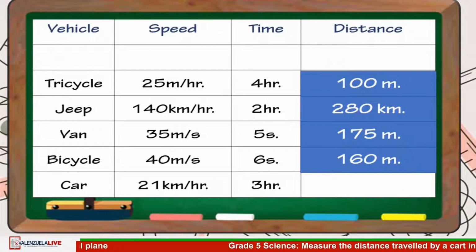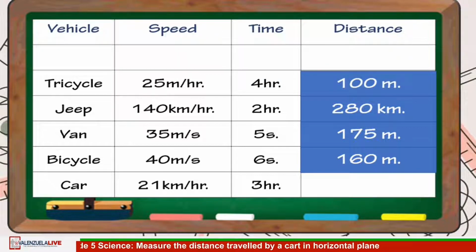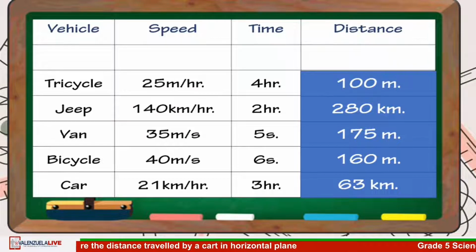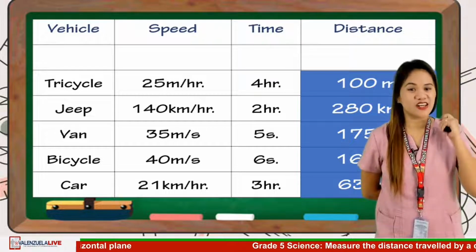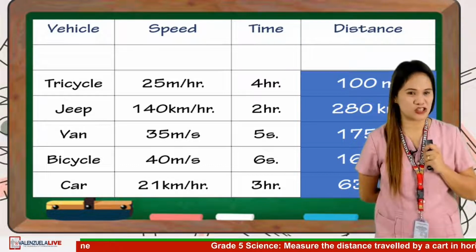what is the distance traveled by the car with a speed of 21 kilometers per hour in 3 hours? We are going to multiply 21 times 3 and it is equal to 63 kilometers. Very good. You did it great in answering those questions.